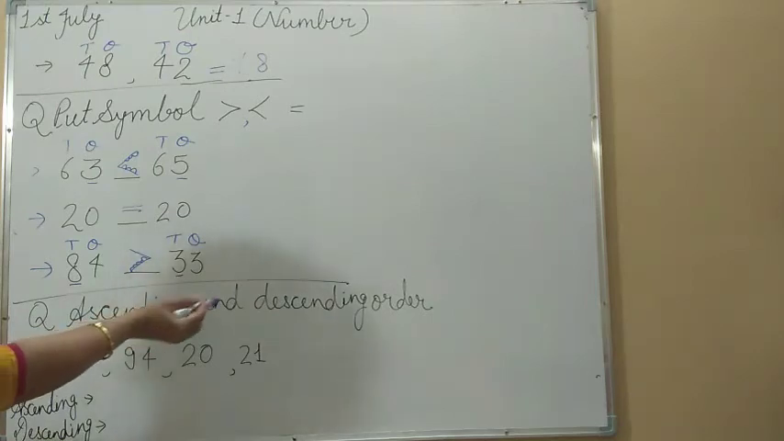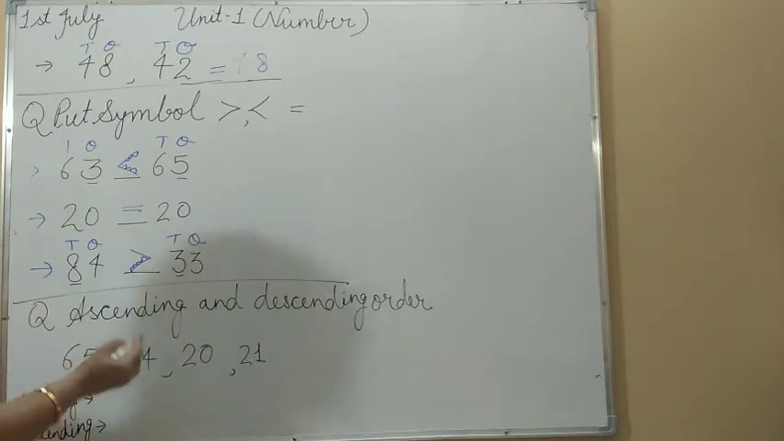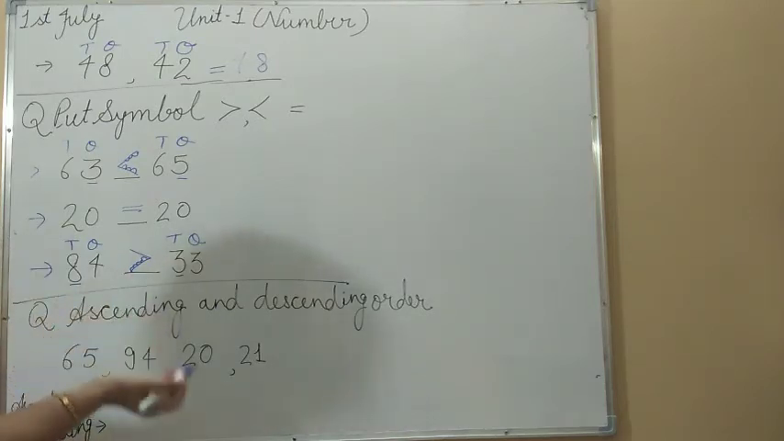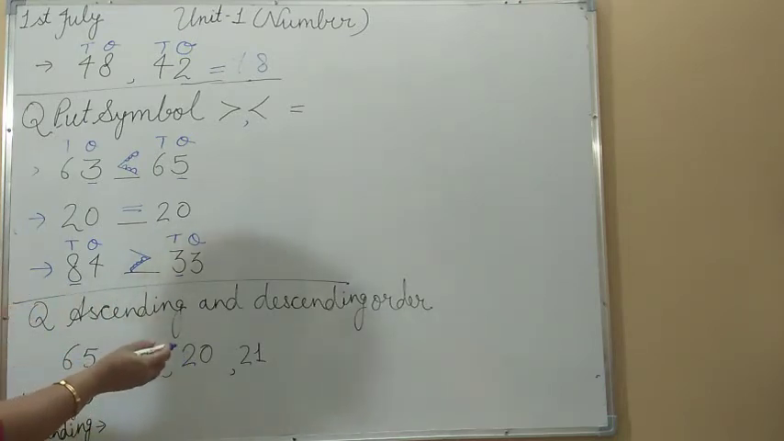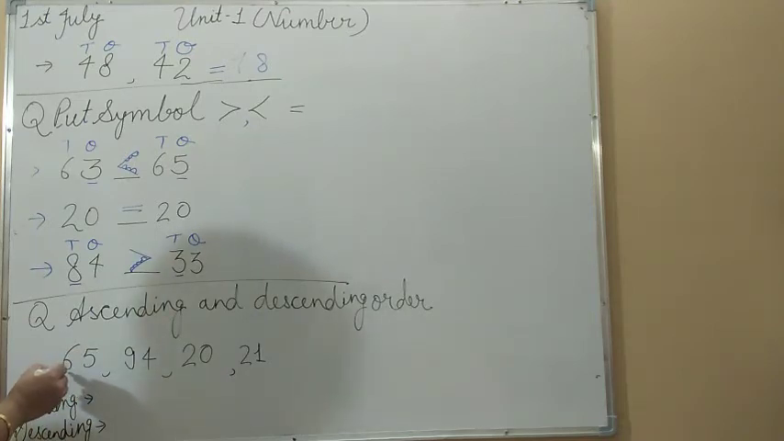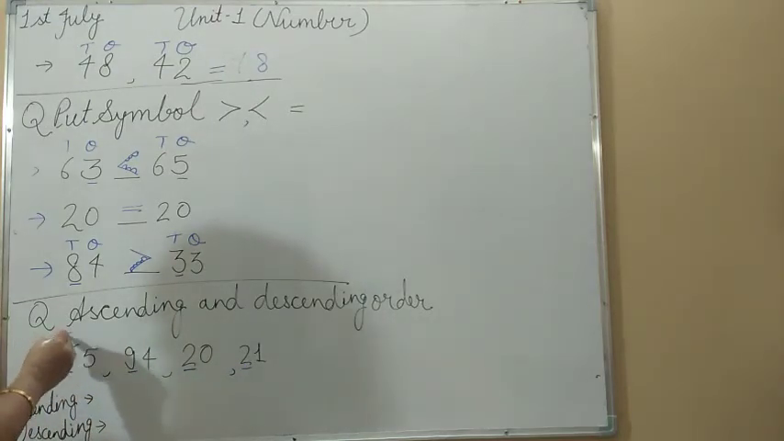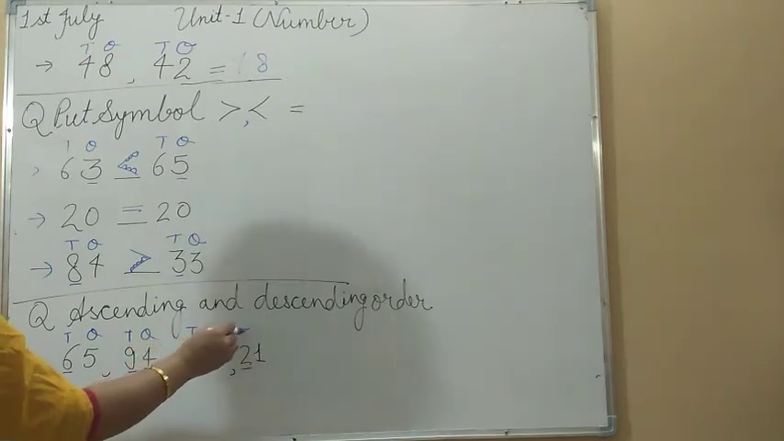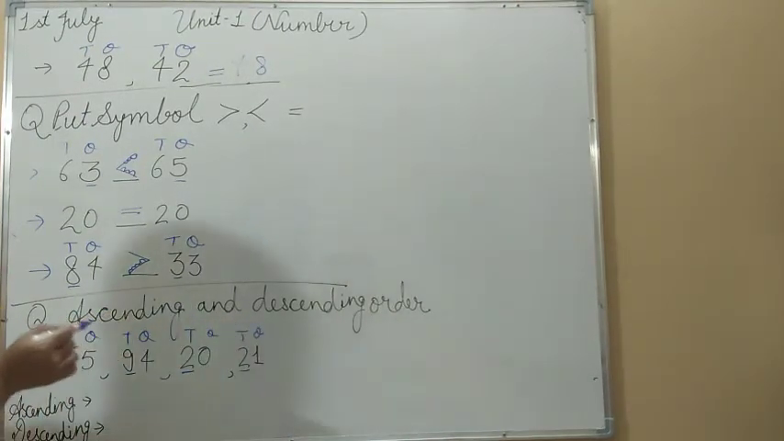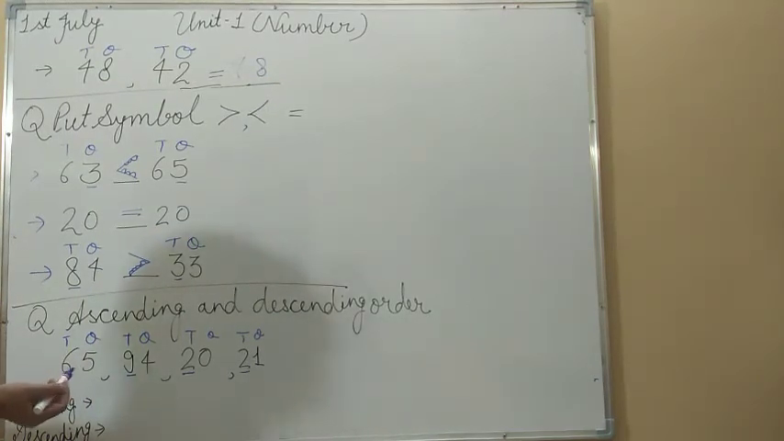Now ascending and descending order. How to set the numbers in ascending and descending order? Ascending means arrange the numbers from the smallest to largest number. Okay. So which is the smallest number here? Compare first their tens place numbers. Which are the tens place numbers here? Because always compare the tens place numbers to find out the bigger or smaller.